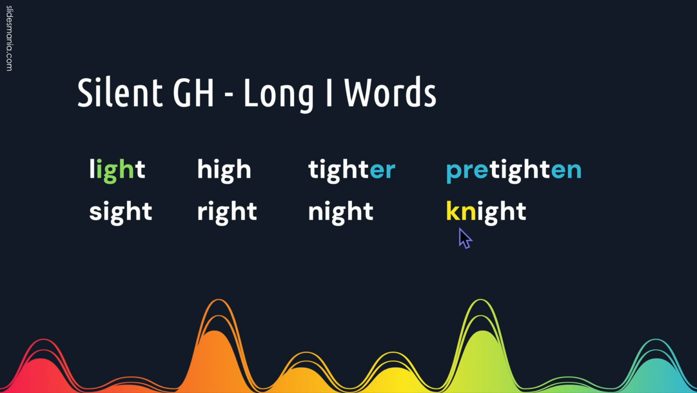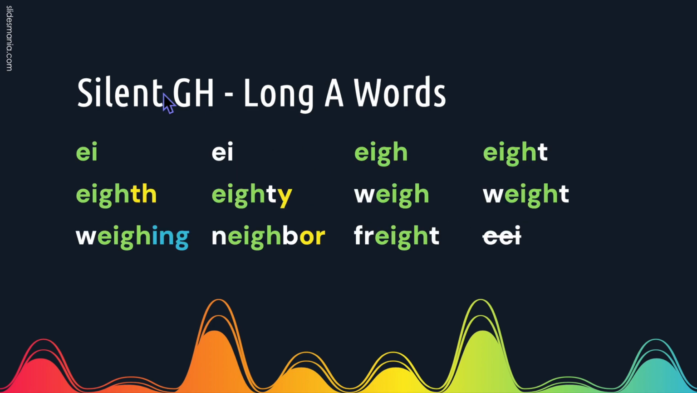KN has a silent K, so this word is also night. This night means the opposite of day. This knight is somebody who rode around on a horse to fight long ago. Here are some more words with a silent GH.